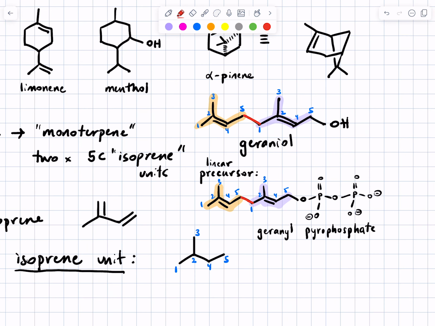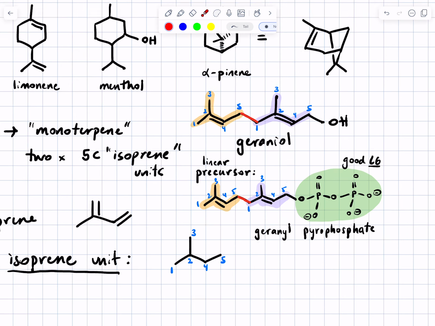And it turns out that the pyrophosphate group here, I can't remember whether you've seen that before. I think you have when we talked about ATP. This is a good leaving group. And later on when we do mechanisms with terpenes, that good leaving group is going to be really important.